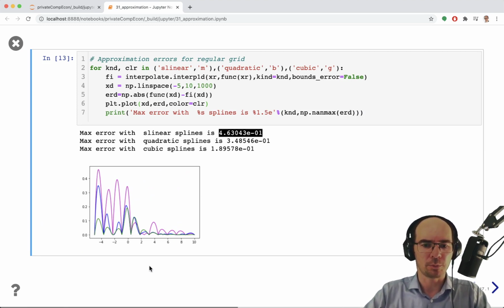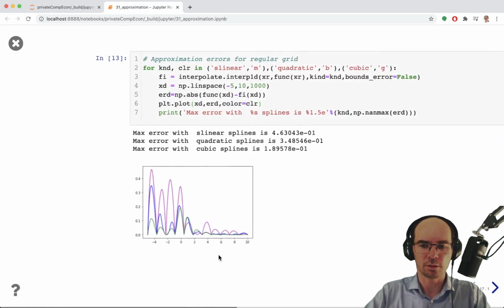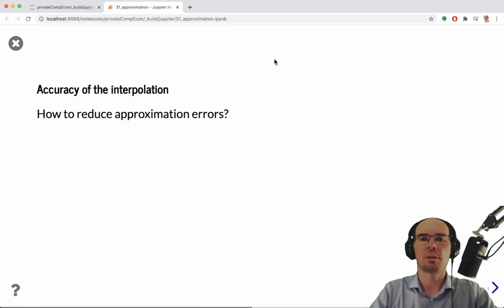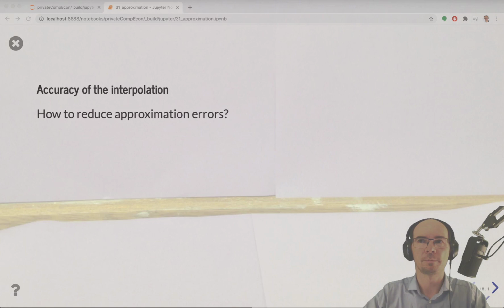But what about the ranking of different approaches? Well, cubic is not doing really well at some of these intervals, whereas here it seems that cubic is at least as good as quadratic, so probably the best in this particular approach. So, thinking about the accuracy of interpolation, we have to consider several factors, and in fact, how to reduce the approximation errors. Take a moment to think about that.